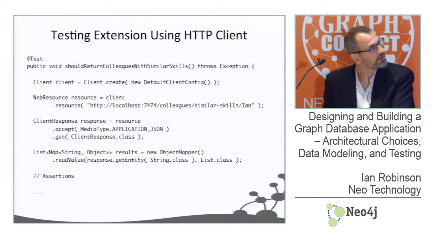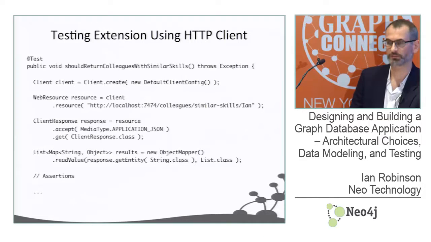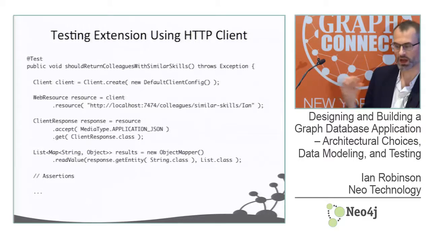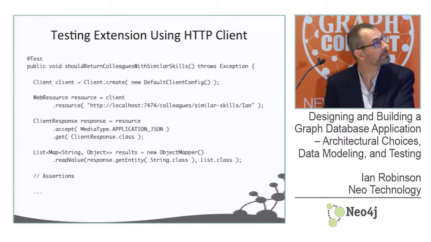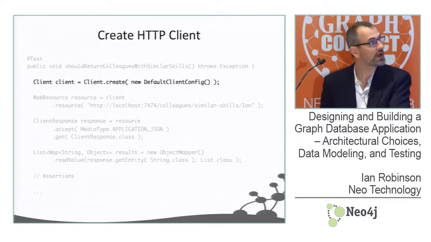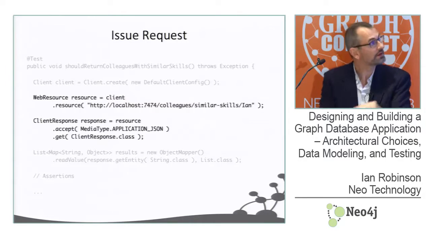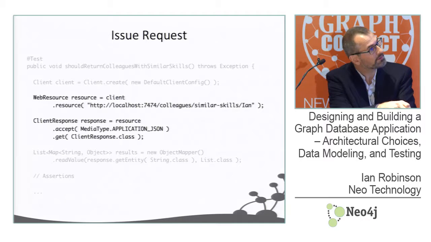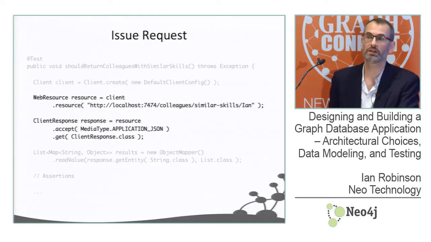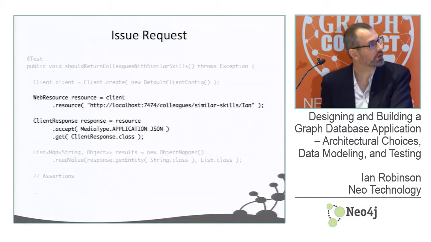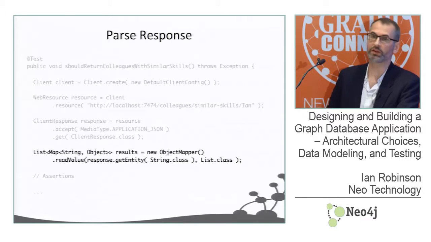Right. So this is actually what one of the tests themselves look like. Now again, with the embedded graph database, we were able to go direct to our colleague finder. Here we're going a little bit more around the houses because we're going to invoke our extension over HTTP. So we create an HTTP client, and then we make a request. So a request to localhost 7474, colleagues /similar skills /Ian. So this particular part of the URI towards the end here, this is going to help dispatch that request to our extension. We grab hold of the response, and then we just parse out the results from the response.